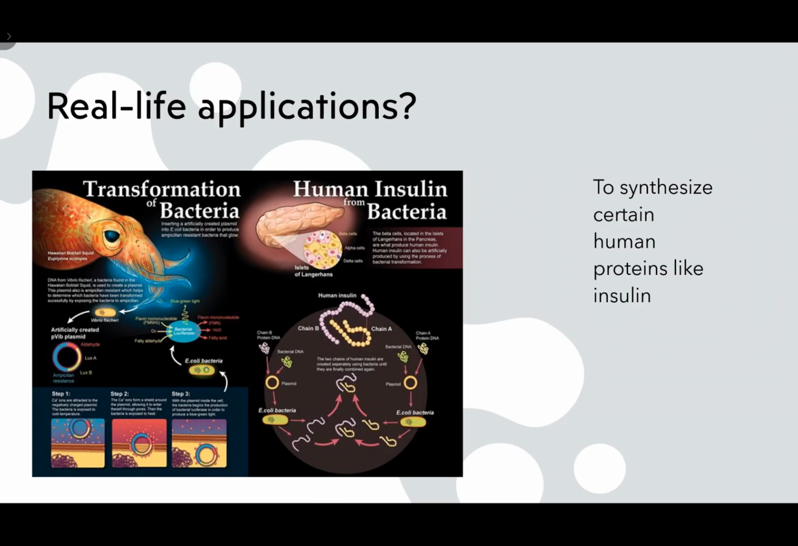What about its real-life applications? Well, bacterial transformation can be used for DNA cloning as well as the synthesis of certain proteins. For instance, transformants are used to produce insulin, which can then be utilized to treat diabetes. Nowadays, bacterial transformation has played a crucial role in medicines and pharmaceuticals.